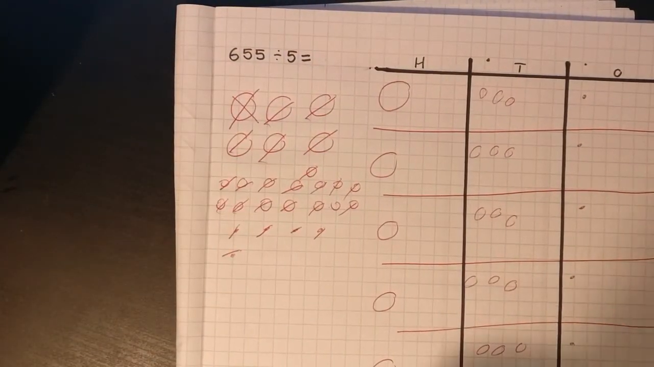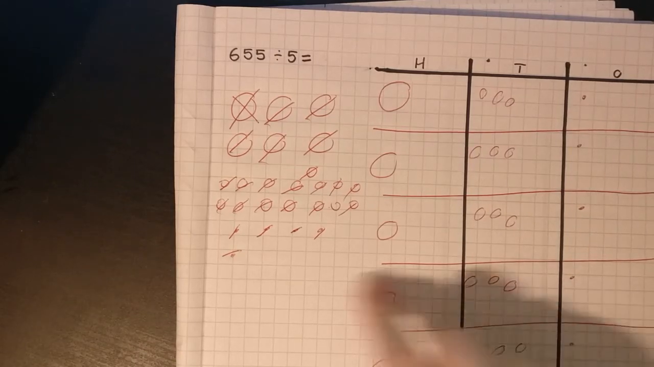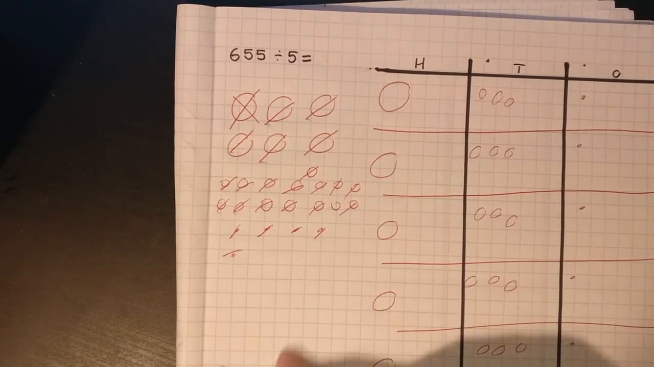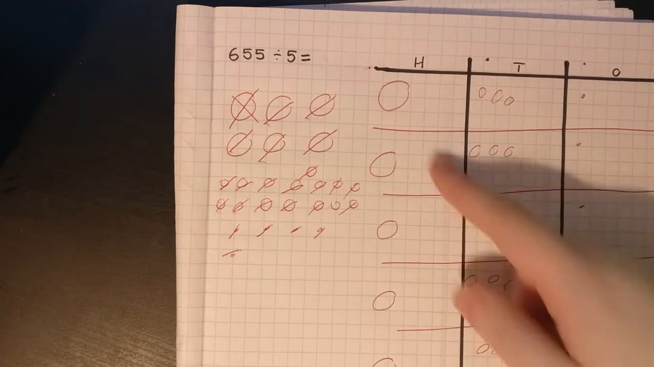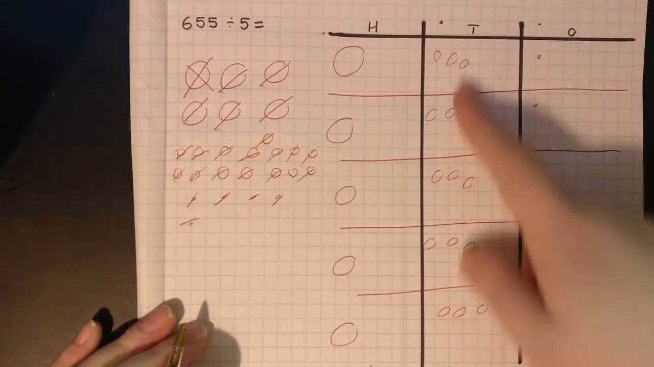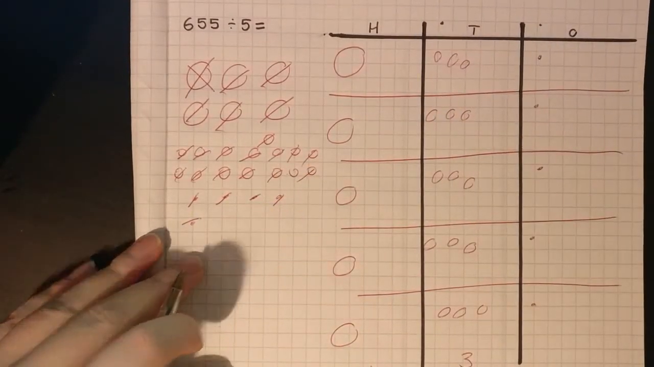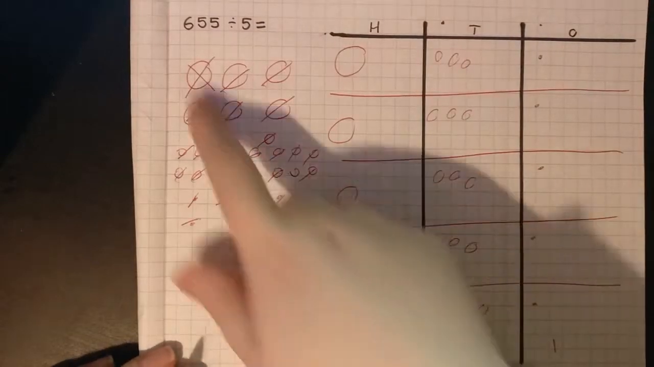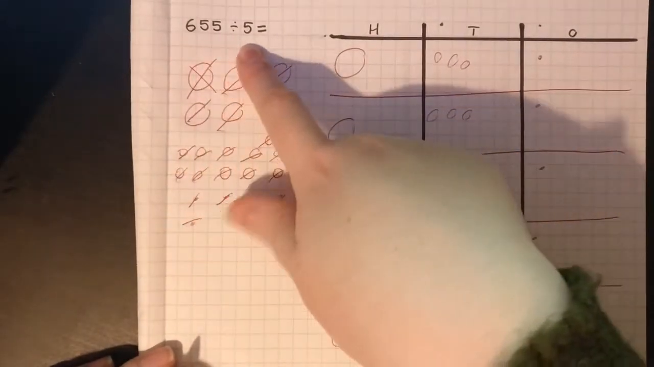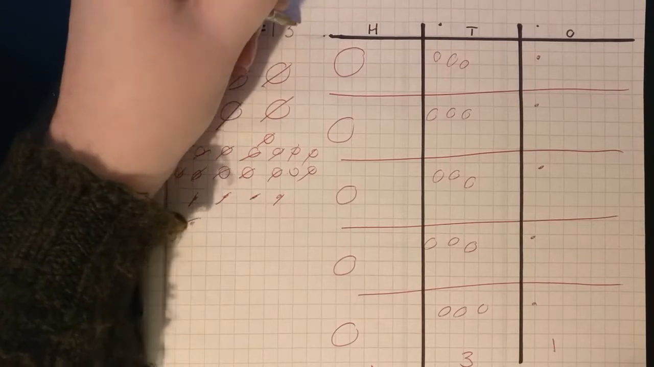Okay, so each row has an equal amount in. I've shared it equally. I've got none left over. I've got no remainders. So let's have a look at what we've got. We've got 100 in each row. We've got 3 tens in each row. And we've got 1 one in each row. So 655 divided by 5 is equal to 131.